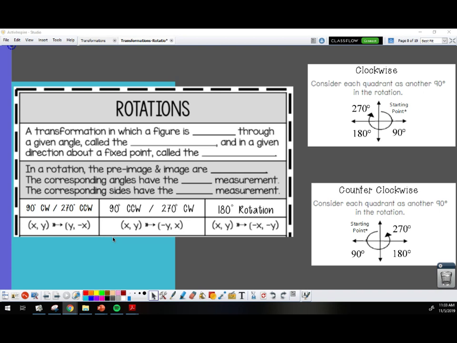Hey guys, we are back and we are talking about rotations again. So today we are going to get into the math part of it. On your notes, follow along as we fill in these blanks to start.